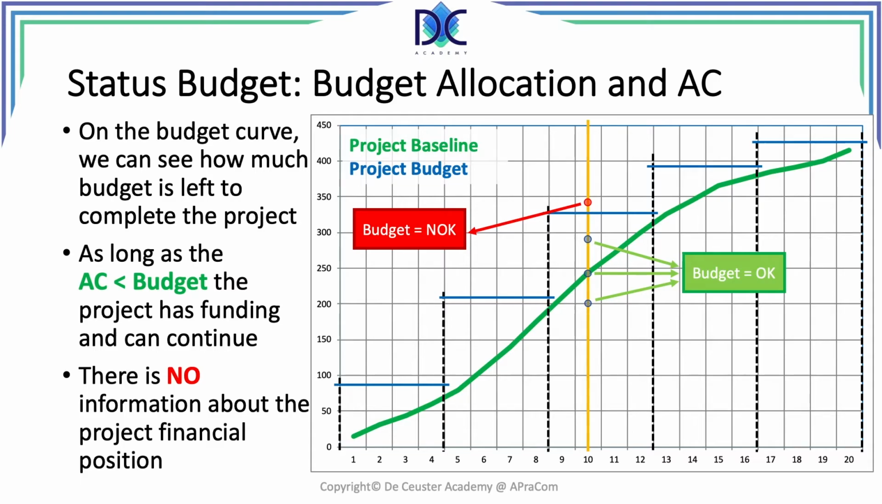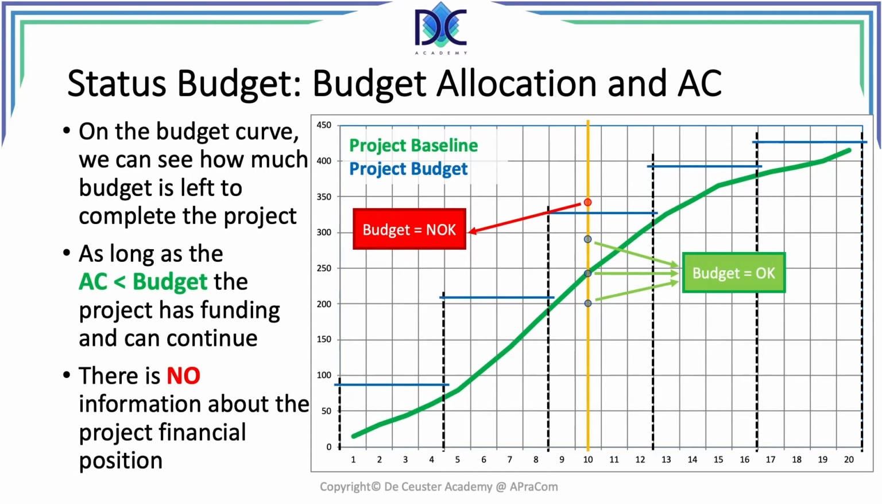At period 10, we see the different positions relative to the planned value, to the S-curve. We have one position below, one position on the planned value curve, and one position above, but all three are below the budget. It means that we can keep on working on the project. It doesn't tell us anything about the progress of the project. It just tells us we still have budget left.